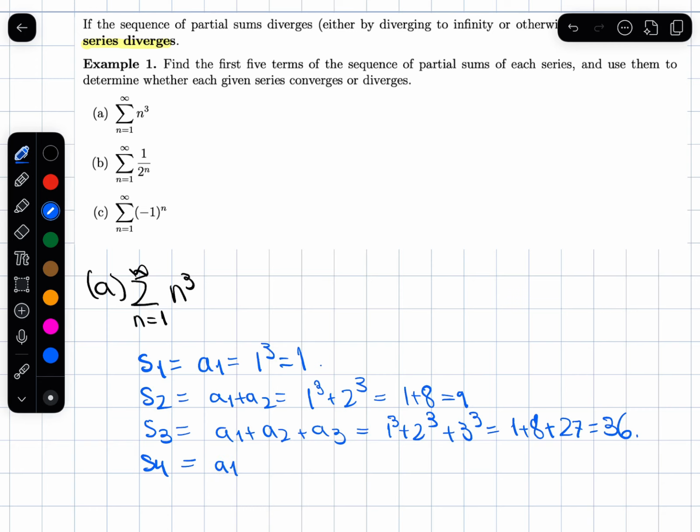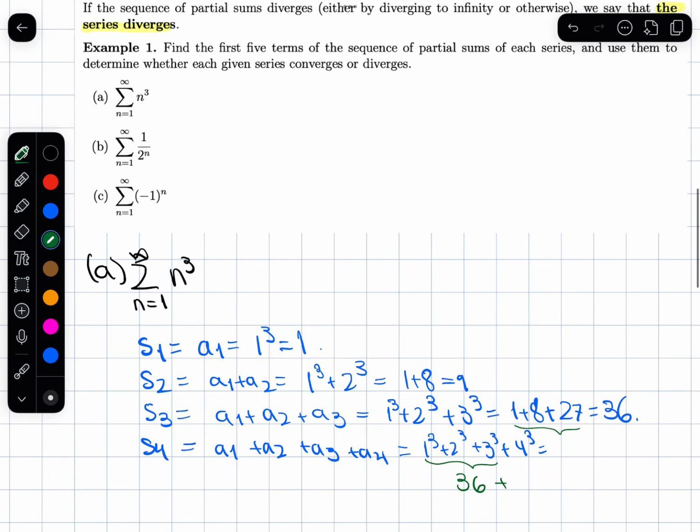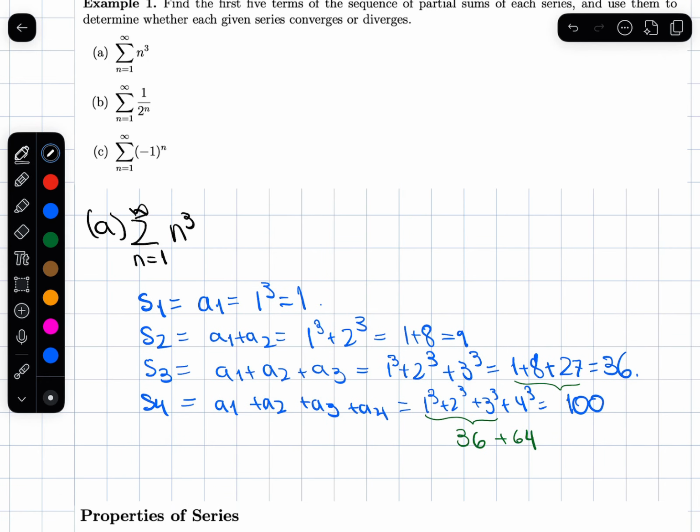S4 equals a1 plus a2 plus a3 plus a4. So that will be 1 cubed, 2 cubed, 3 cubed, 4 cubed. Just note, I don't have to add everything again because I know all of this is already 36. And then I've got to add 4 cubed, which is 64. And that will be 100. So that's the easy sum so far. And then the last one. So I guess I didn't need my calculator at the end.